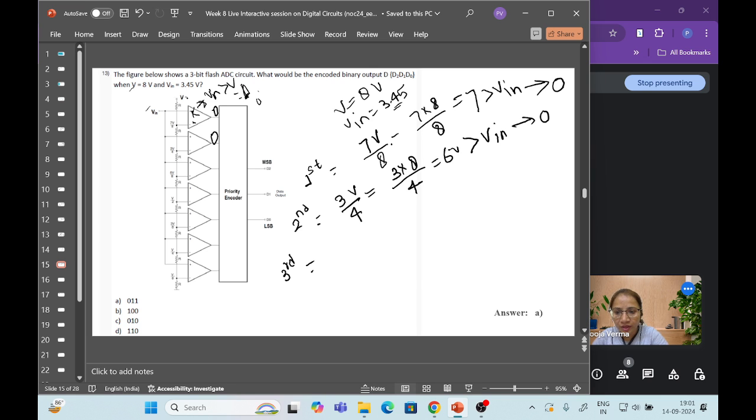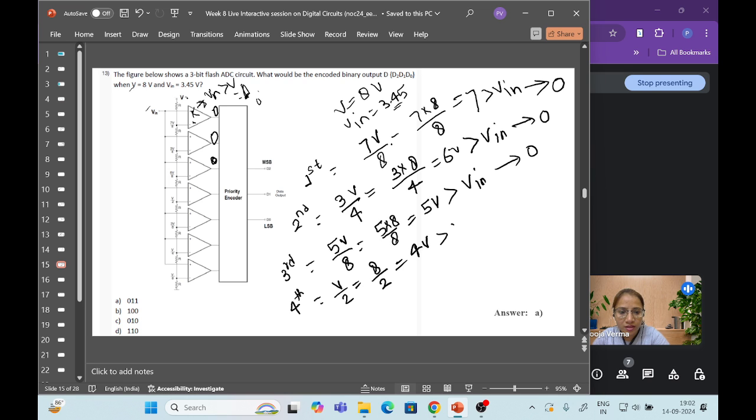Now check for the next op-amp. Third one, the input is 5V by 8. So 5 into 8 divided by 8, you will get 5 volt. Here again it is greater than V in, because V in is 3.45, right? So again it will generate 0 output. For the fourth op-amp, the input is V by 2, that is 8 by 2, we will get 4 volt. Again it is greater than V in, so again it will generate output 0.